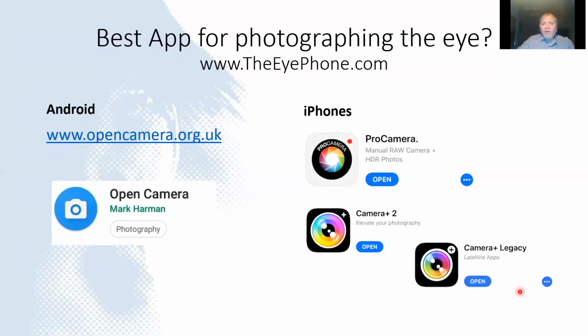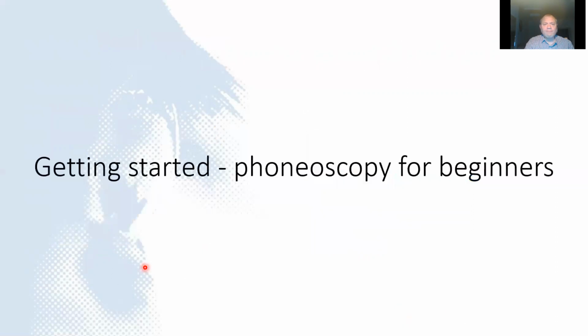What I used for many years is called Camera Plus. If you've got an older iPhone, Camera Plus Legacy is the one to use. With a newer iPhone, Camera Plus 2. Both of those allow you to have a light on at the same time, but don't allow you to reduce the intensity. For the Android, the best one I found so far is called Open Camera, which is a free photography app by Mark Harman. Again, very powerful, but I can't reduce the light intensity with that app.